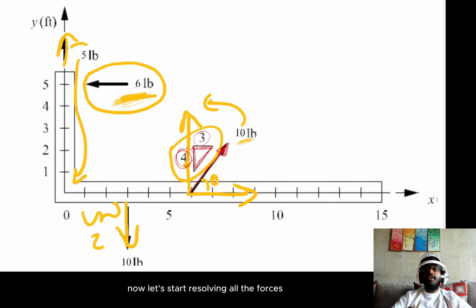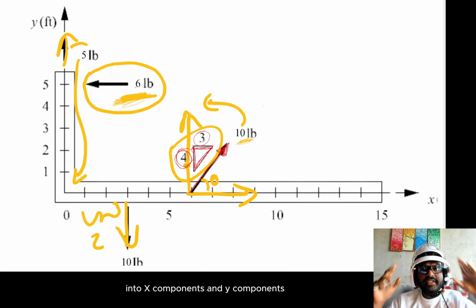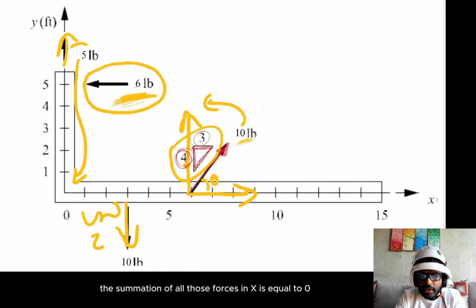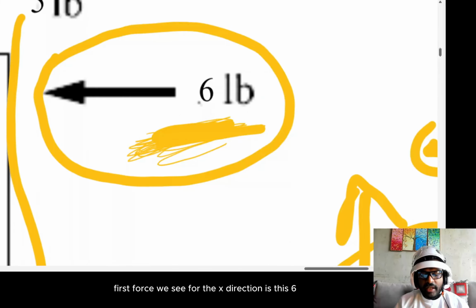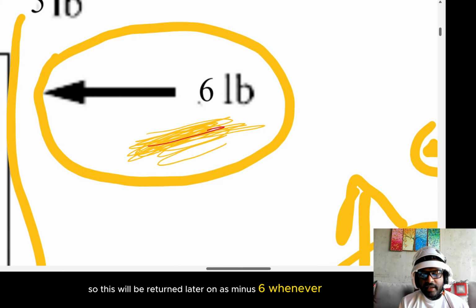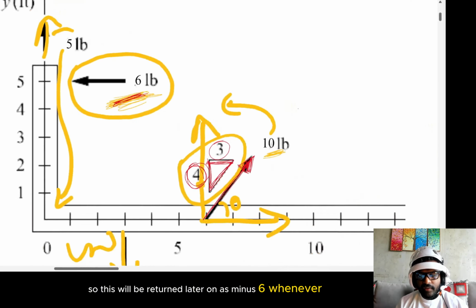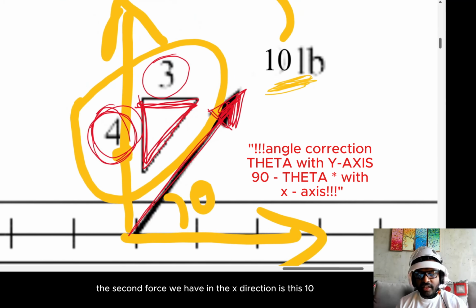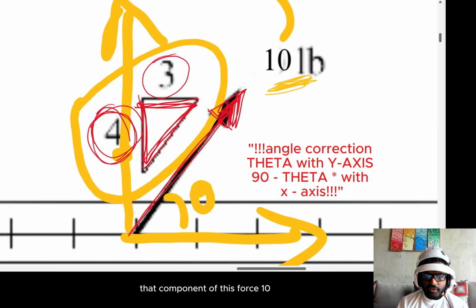Guys, now let's start resolving all the forces into x components and y components. First, let's look at all the forces in the x direction and see if the summation of all those forces in x is equal to 0 or not. The first force we see for the x direction is this 6 going in the negative x direction. So this will be written later on as minus 6 when we're writing it down. And the second force we have in the x direction is the component of this force 10, which is going at an angle of theta with the x-axis.